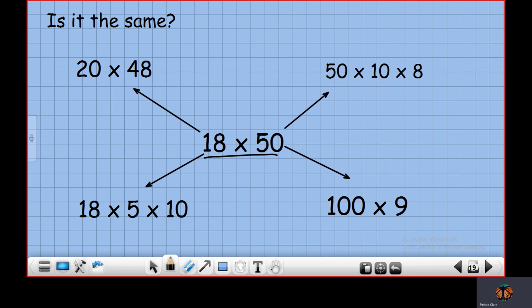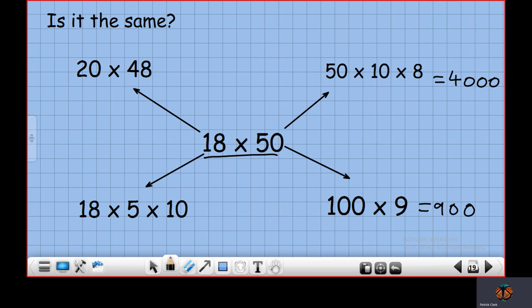So first of all, 100 times 9. Well, 100 times 9 equals 900, doesn't it? That's a nice quick one. Let's move on to 50 times 10 times 8. Well, 50 times 10 is 500, isn't it? 500 times 8. Well, if I do 5 times 8, 5 times 8 is 40, so the answer is going to be 4,000.